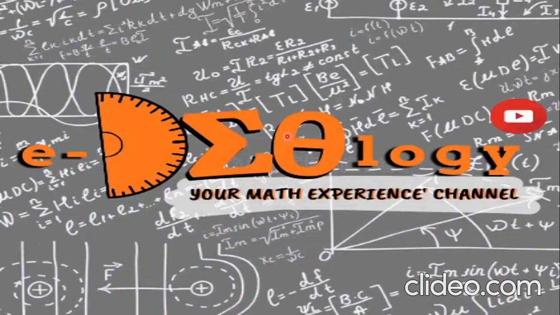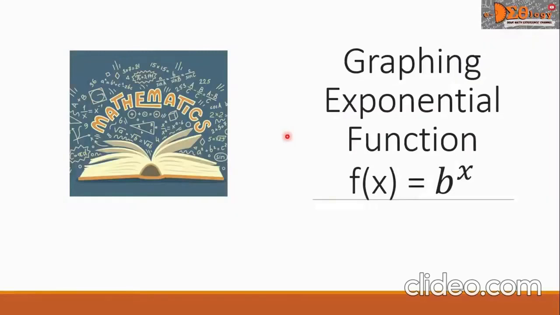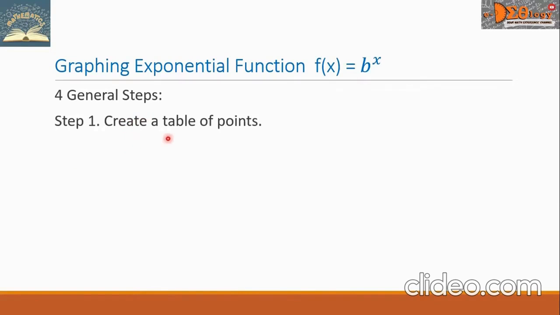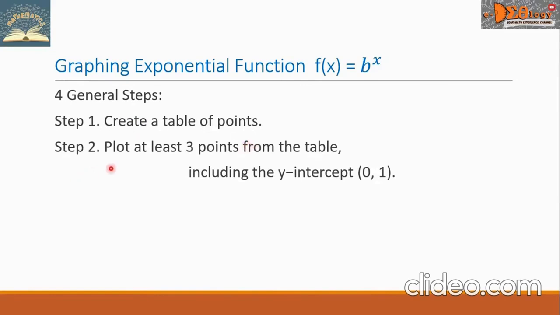Hi everyone. Today, we're going to study graphing exponential function of the form f of x equals b raised to x. Here are the 4 general steps. Step 1. Create a table of points. Step 2. Plot at least 3 points from the table, including the y-intercept, which is 0, 1.